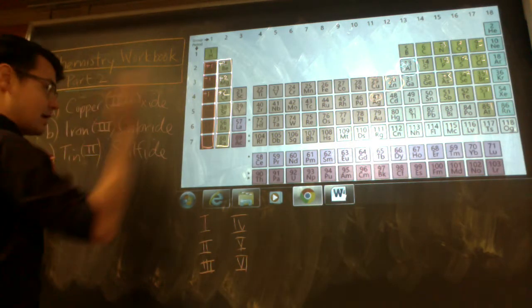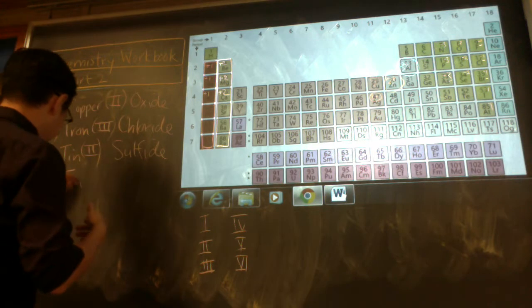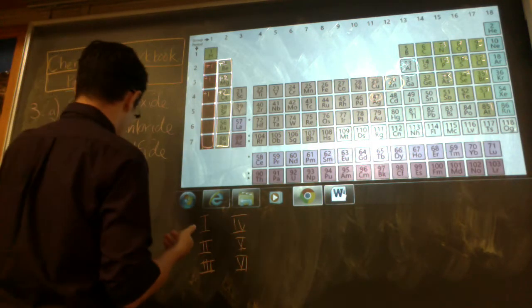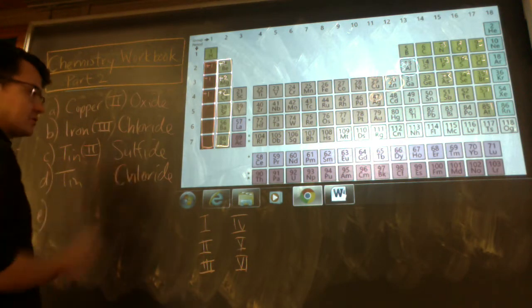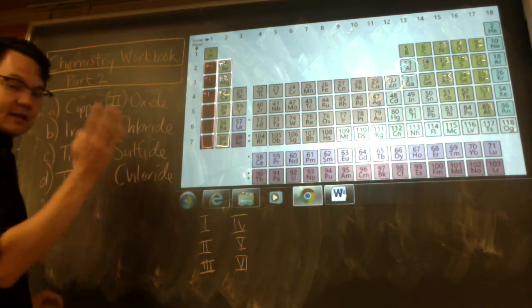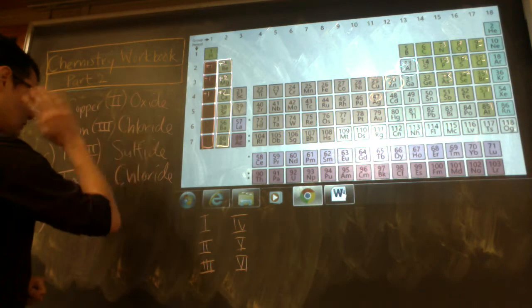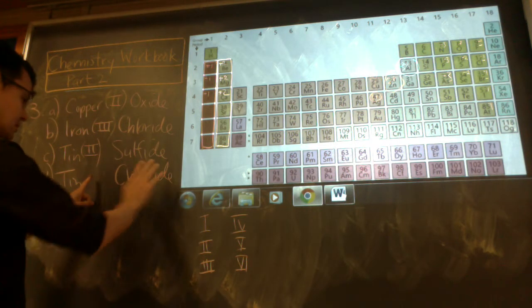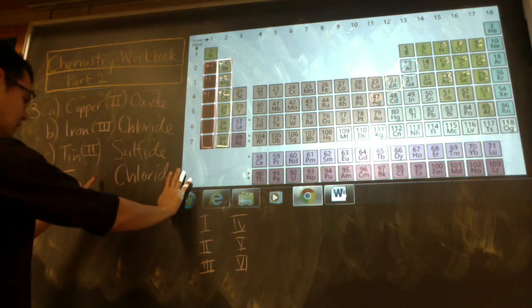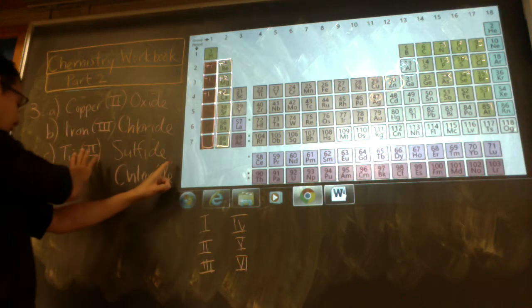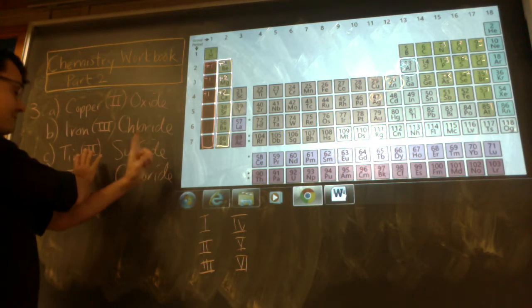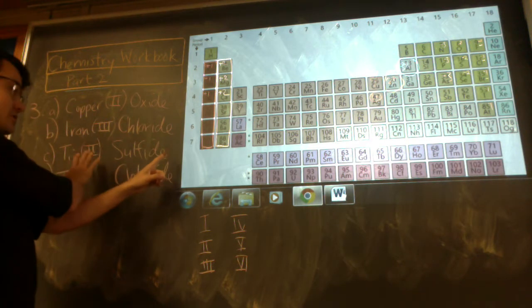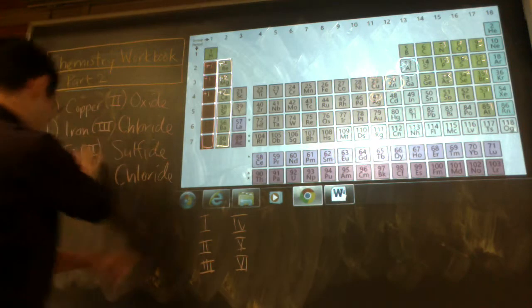SnCl4. So Sn again is tin, chloride, tin and chlorine, so tin chloride, SnCl4. Sn1 and chlorine 4. So the 1 goes over here, the 1 goes over here, the 4 goes over here. If chlorine is 1, then this is 4. Chlorine is 1, so 4 is correct.